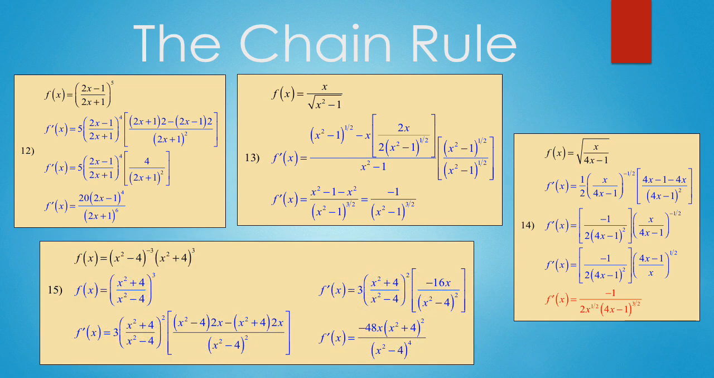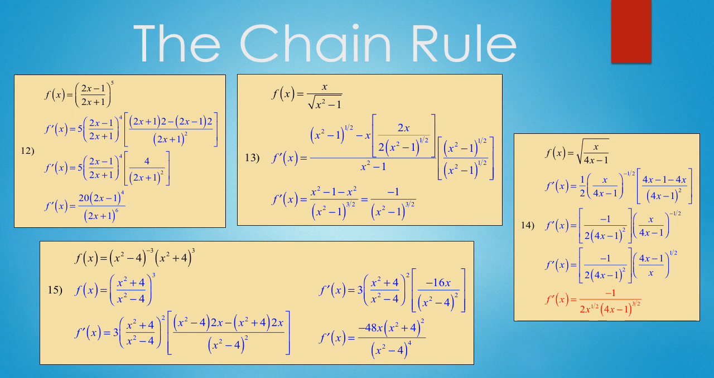Number 15, f of x equals x squared minus 4 to the negative 3 times x squared plus 4 to the third, is in the form of a product. However, at this point, we're going to take the first expression and bring it downstairs, writing it to the third power, because we can now write it as x squared plus 4 over x squared minus 4, the whole quantity to the third power. And this is now the power rule.